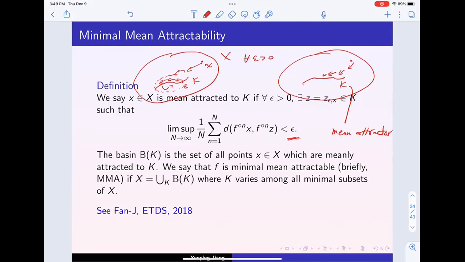Now if there is a mean attractor, then you have a basin. Every point attracted to this minimal set, and then you have another minimal set with a lot of points attracted to that. This is called a basin: the set of points which are meanly attracted to K. If X can be decomposed into these basins, then we call it a minimal mean attractable map. This union could be uncountable, not only countable.